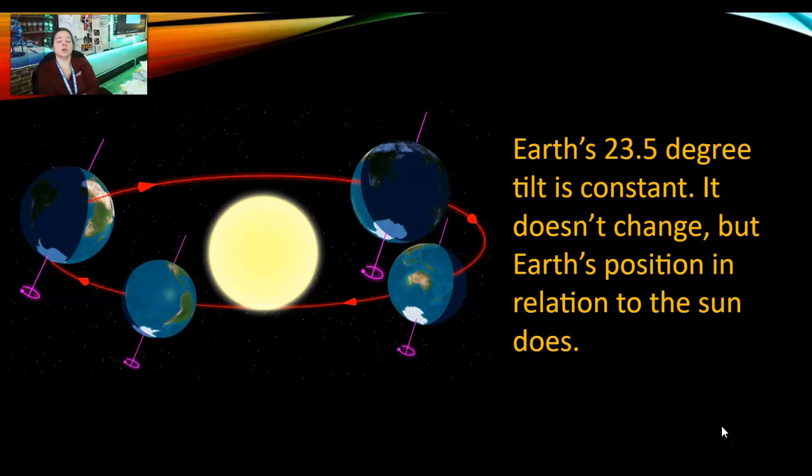So, the Earth's 23.5 degree angle tilt is constant. We're always tilted at that same angle at all times. And as we're tilted, it's going around like this, staying at that tilted angle. It doesn't change position. But we change our distance from the sun, and the sun hits at different angles.